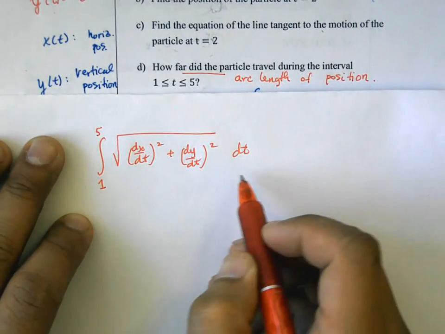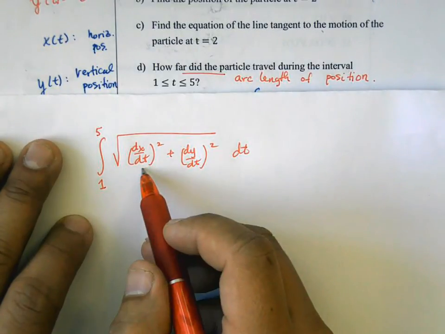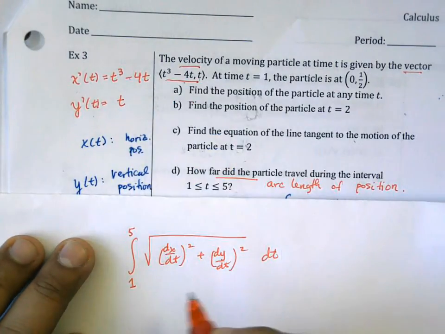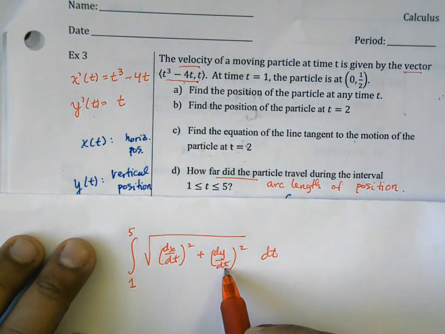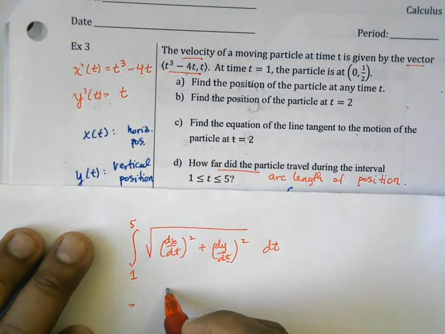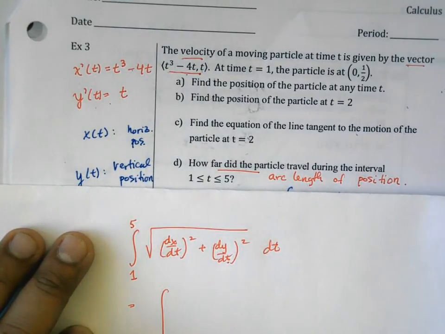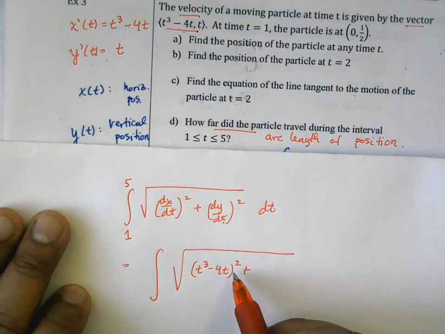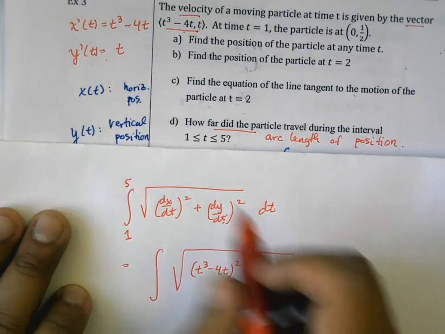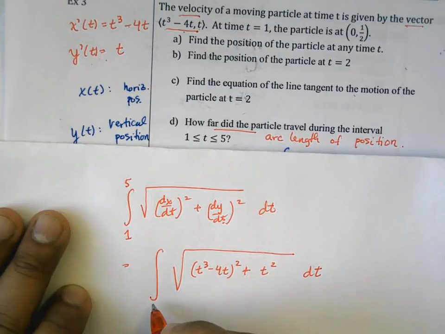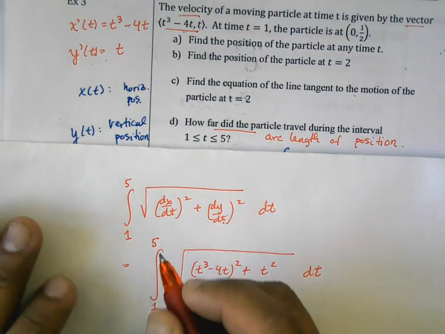But what is dx/dt and dy/dt? Well, dx/dt is the derivative of x with respect to t. In other words, it's x prime, which was given to us already at the beginning. Same for dy/dt. It's the derivative, because we're taking the derivative of position, which is nothing more than the velocity, which is equal to t. So now we can do this calculation. dx/dt quantity squared is equal to (t cubed minus 4t) quantity squared plus dy/dt, or y prime squared, is just t squared, integrated with respect to t between 1 and 5.